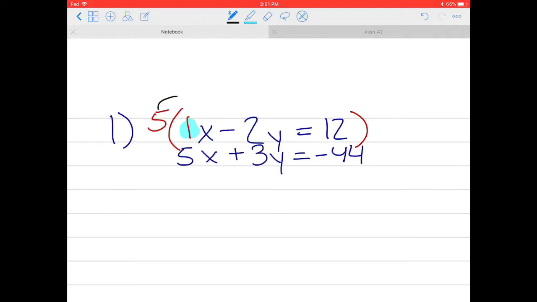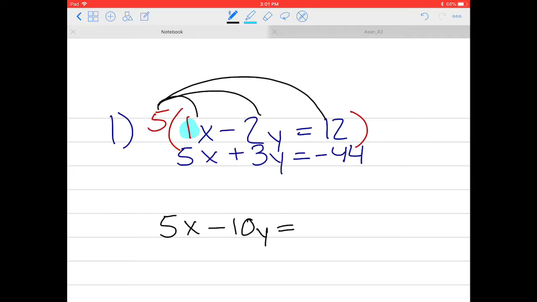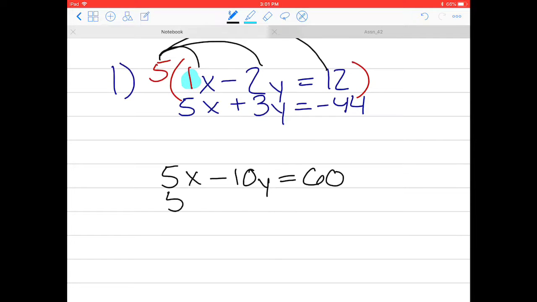So 5x minus 10y equals 60. And then the bottom equation, we are not changing at all. So rewrite it. And at this point, now you have the same number on your x's, and you can eliminate.